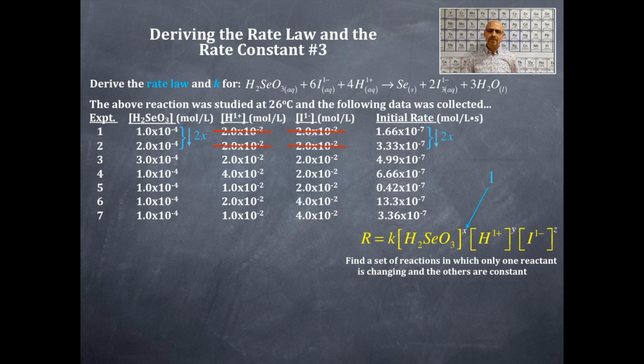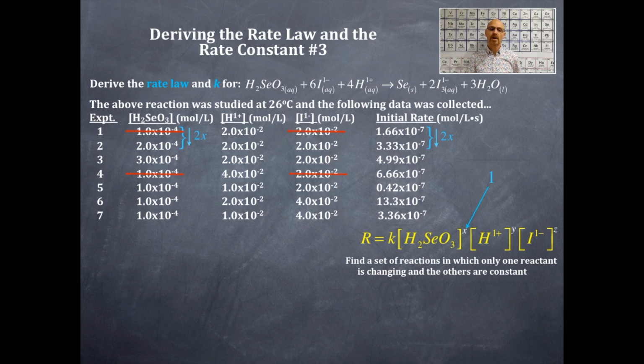All right, so we're going to erase these red lines so that we don't get any confusion going on there, but I'm going to keep the doubling and doubling there in the blue. So I just erased that. Now what we're going to do is find 2 other sets of reactions, experiments, in which 2 of them are being held constant. Now again, I already got the order of the H2SeO3, so hopefully I'm going to find 2 reactions in which this is being held constant, as well as either the hydrogen or the iodine, and I'm going to pick the iodine in this case here.